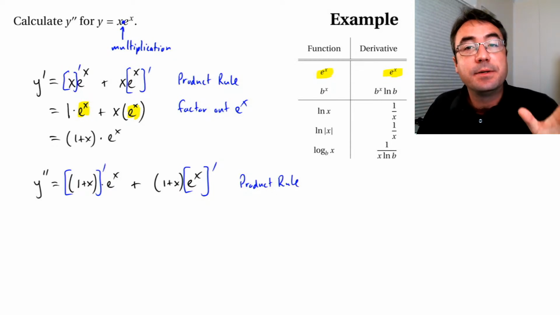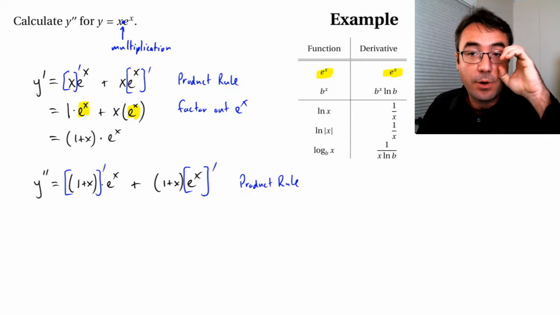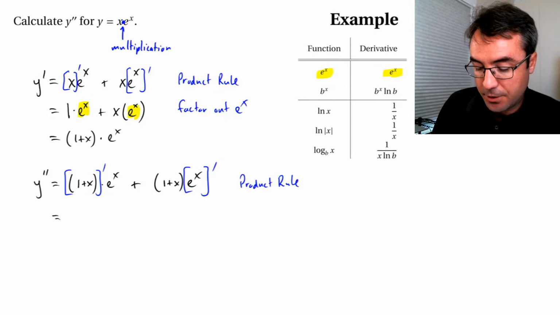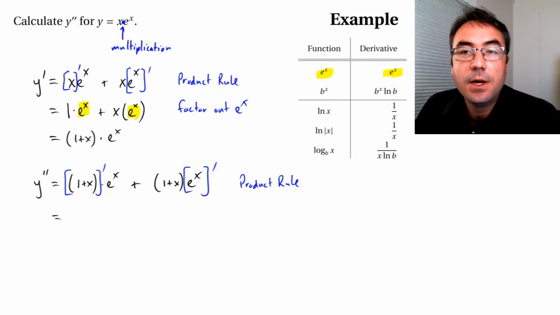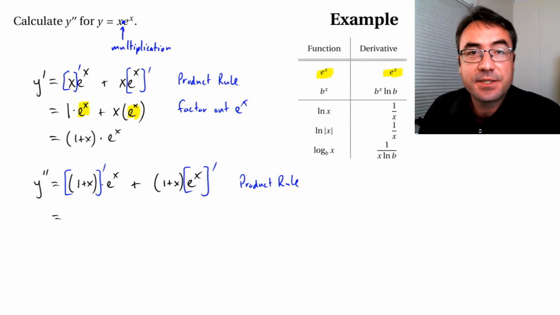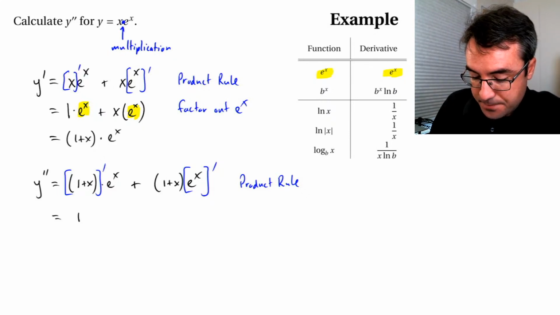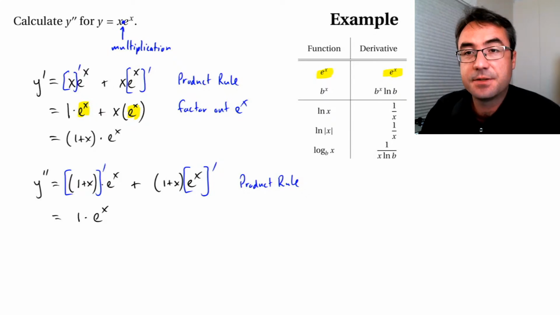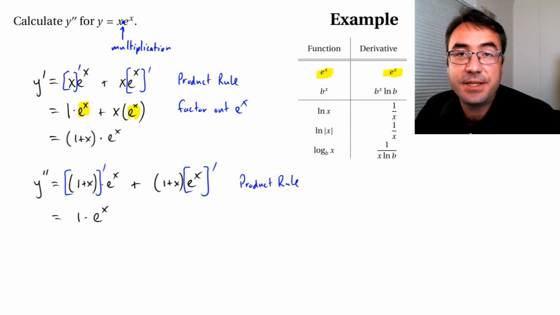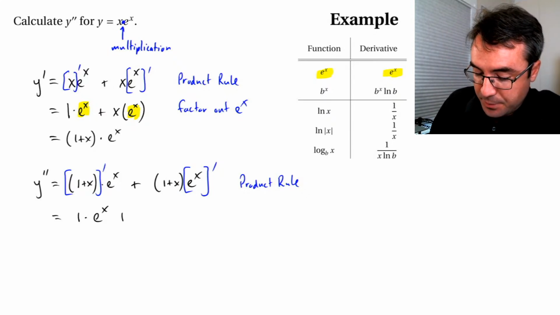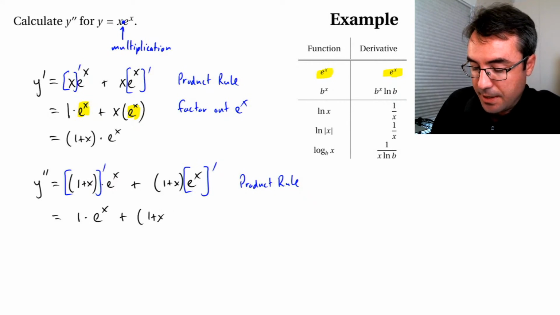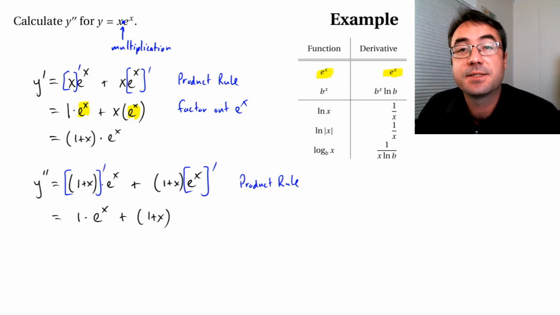And then we keep going, just differentiating the terms in the brackets. And these should hopefully be a little bit easier. So derivative of 1 plus x, derivative of 1 is 0, derivative of x is just 1. And then the e to the x, that's outside of the bracket, just stays the same. Then we have our plus, then we have our 1 plus x, which is outside of the brackets. So that just stays the same.